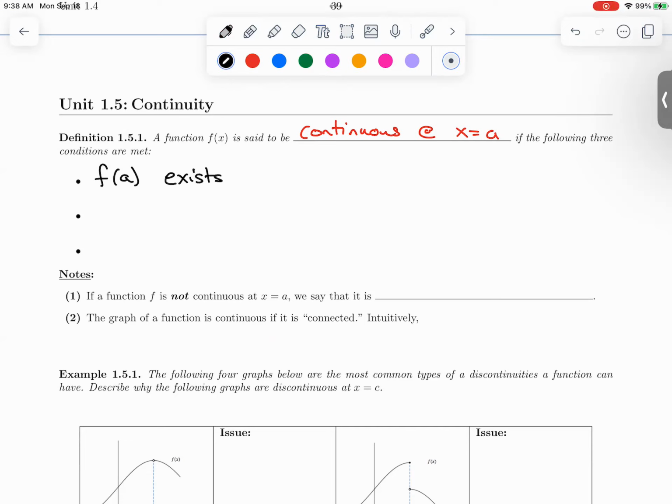So in order for you to be continuous, you need the function to exist at that value. So we have to have a solid dot there. You need to have that the limit exists. And last but not least, you need to have that the limit and the function agree at that value, so that the limit as x approaches a of f of x is equal to the function itself at that value.